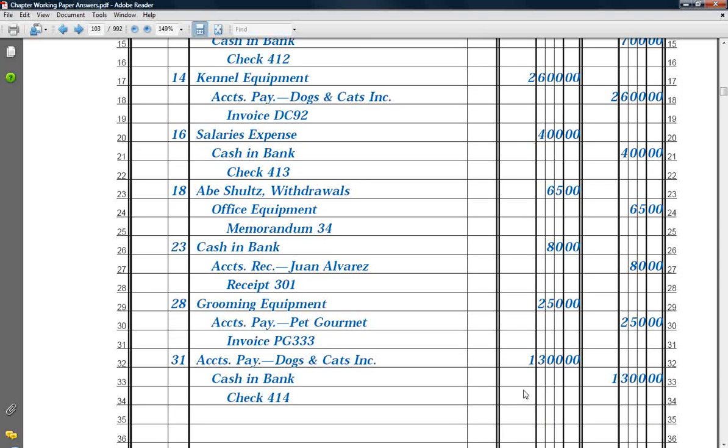On the 16th, we paid our salaries expense. Again, we wrote a check, so we know we credit cash in bank, decreasing the asset cash in bank for $400. I need a debit. Why did I write that check? It's an expense. Expenses have a normal debit balance, increase with a debit, decrease with a credit. So I'm increasing salaries expense with a debit, $400, crediting cash in bank for $400. The source document is check 413.